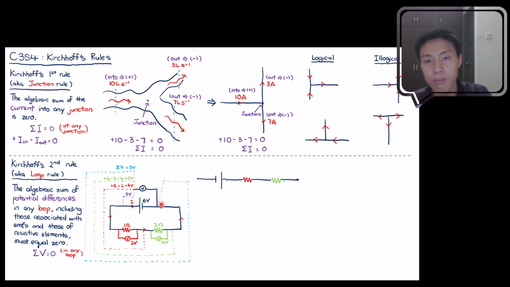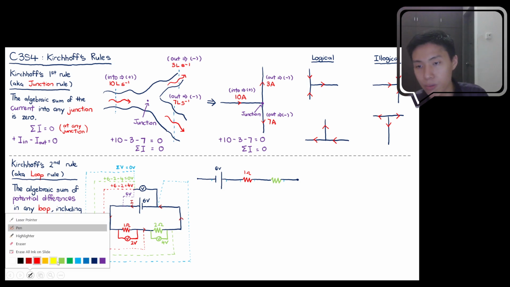So here I'm opening up this path over here. I'm going to start from this point and follow the current path where we will pass through the battery, followed by the 1 ohm resistor and the 2 ohm resistor until we come back to the same point over here. So let me label the important information: you have a 6 volt battery over here, a 1 ohm resistor over here, and a 2 ohm resistor over here.